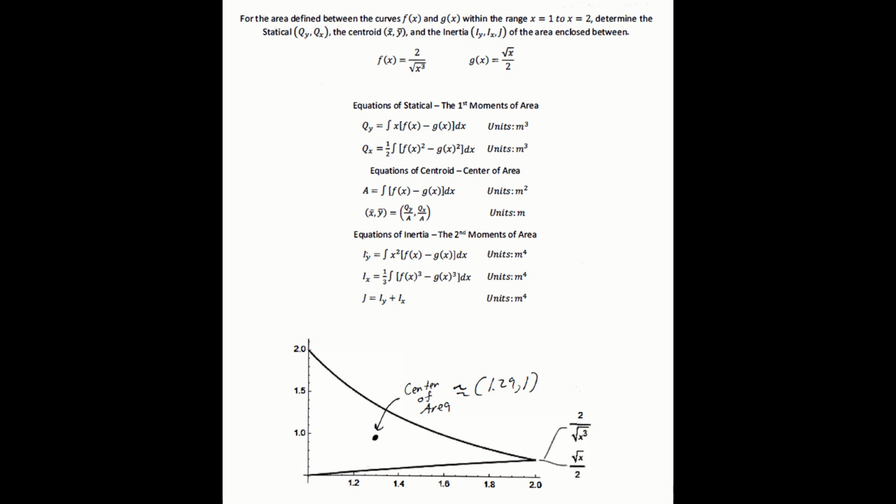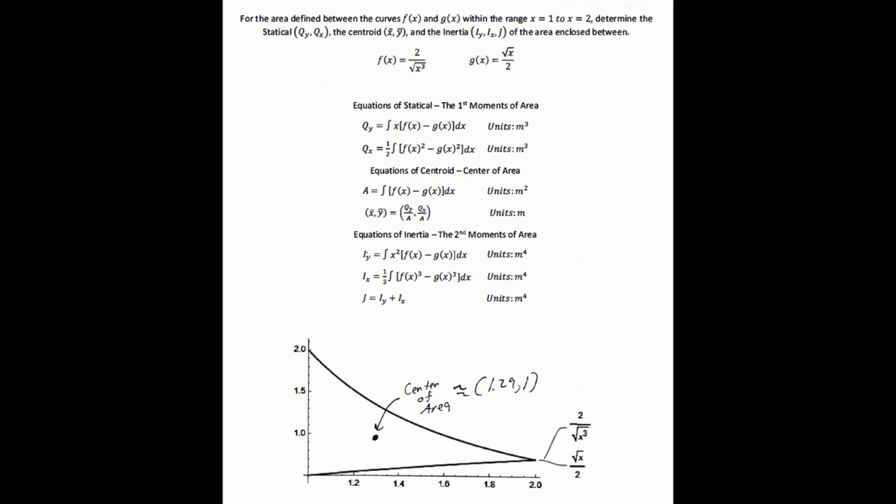Lastly, we have our equations for inertia, which is the second moment of area. Since there's more than one, that's why it's called moments of area. Iy is defined as the integral of x squared times the difference of the top function minus the bottom function, dx. Ix is defined as 1/3 times the integral of the top function cubed minus the bottom function cubed, dx. And then J, polar inertia, we can easily find that by just adding up Iy and Ix.